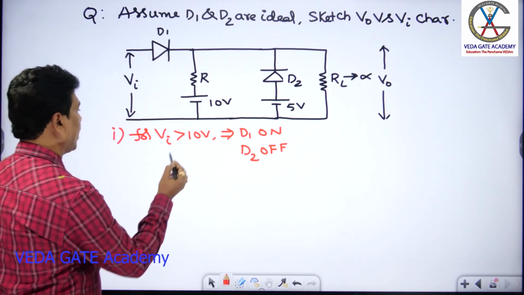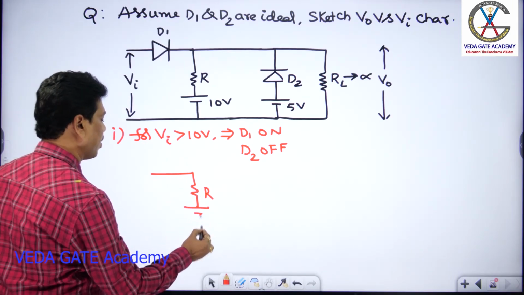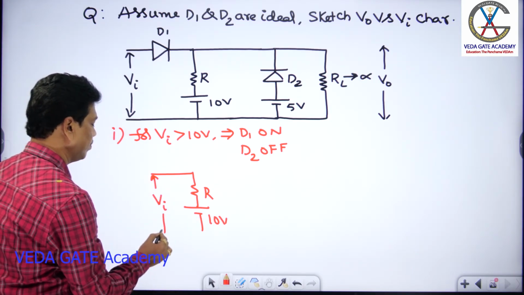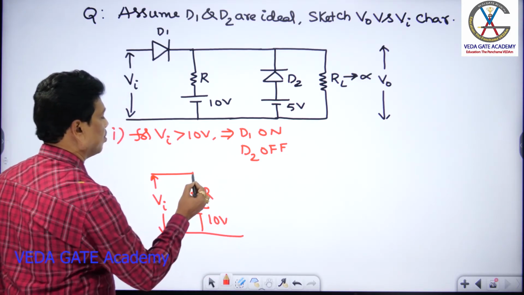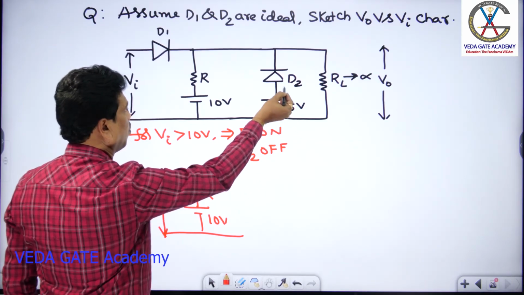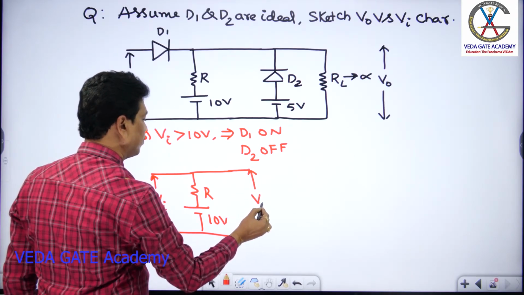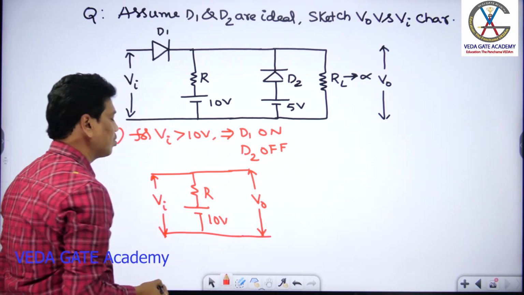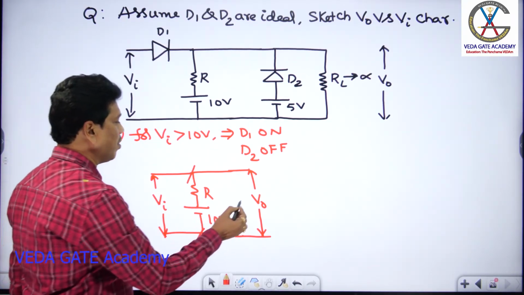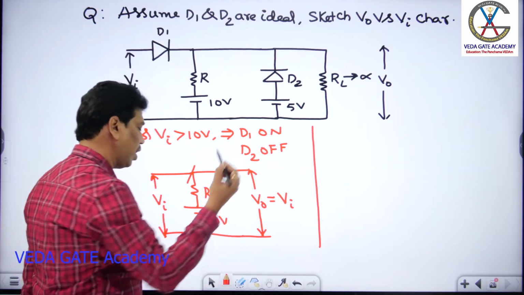If I draw the equivalent model for this, the model looks like this: R, this is a 10 volt, this is Vi. D2 is already off, so open. This is a 5 volt battery, open, no use. Already the load is open, then this is V0. So all are in parallel together, and the voltage across this branch should be the same as Vi. Based on that, V0 should be equal to Vi. This is the first case.